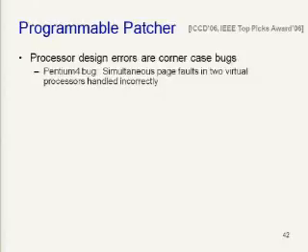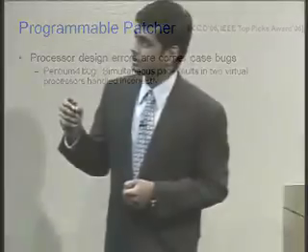Now, the question is, we don't have support in the processor that can transparently patch these bugs, just like how we are able to patch bugs in software. So how can we patch these errors? Something like a Pentium update, just like how we have a Windows update. The observation we made here is that processor design errors are really corner case bugs.